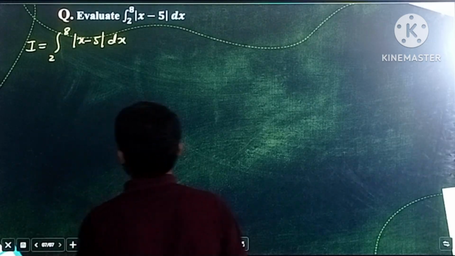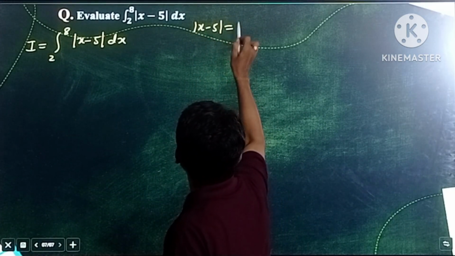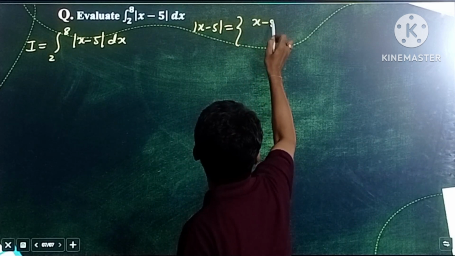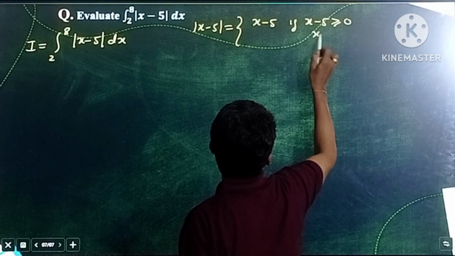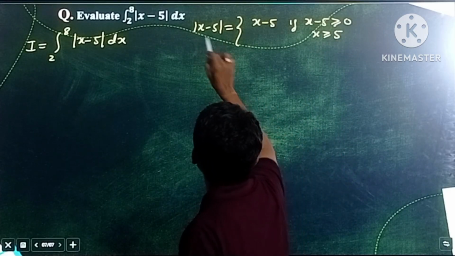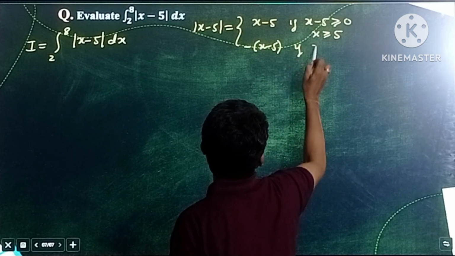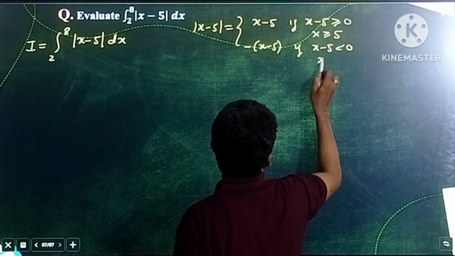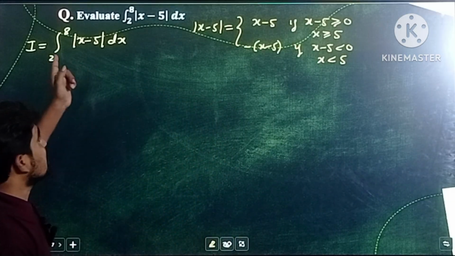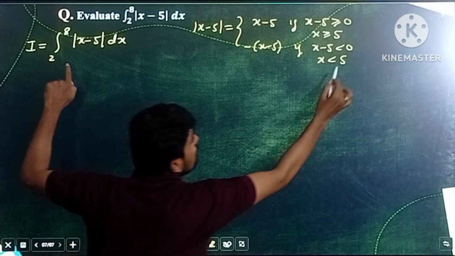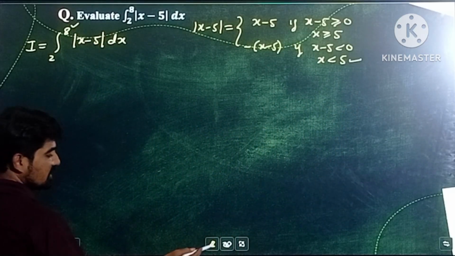Again same thing by the definition of mod function. Value of modulus x minus 5 is equals to plus x minus 5 when x minus 5 is greater than or equal to 0. It means x is greater than or equal to 5. And value of this mod x minus 5 is minus of x minus 5 when x minus 5 is less than 0 and x is less than 5. So it means I am going to break this integral limits from 2 to 5 and then 5 to 8. I hope all of you understanding.